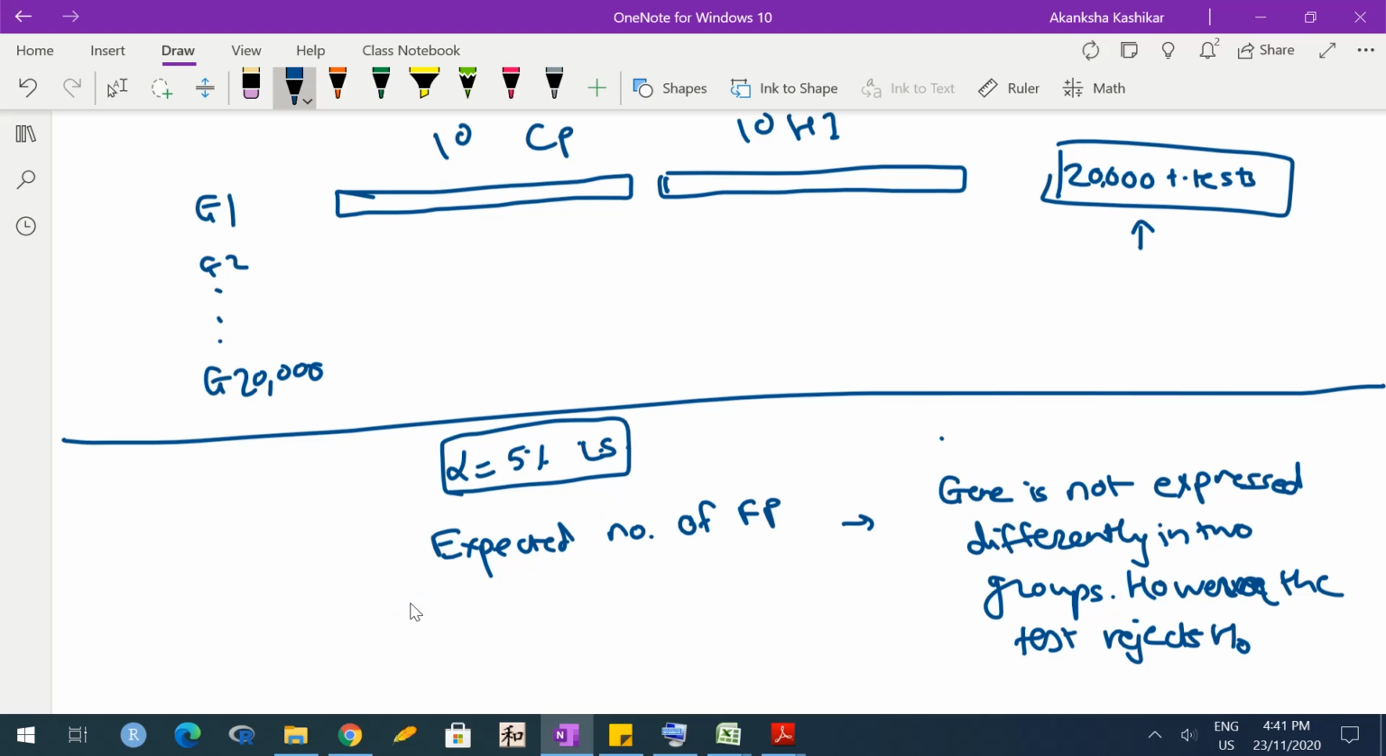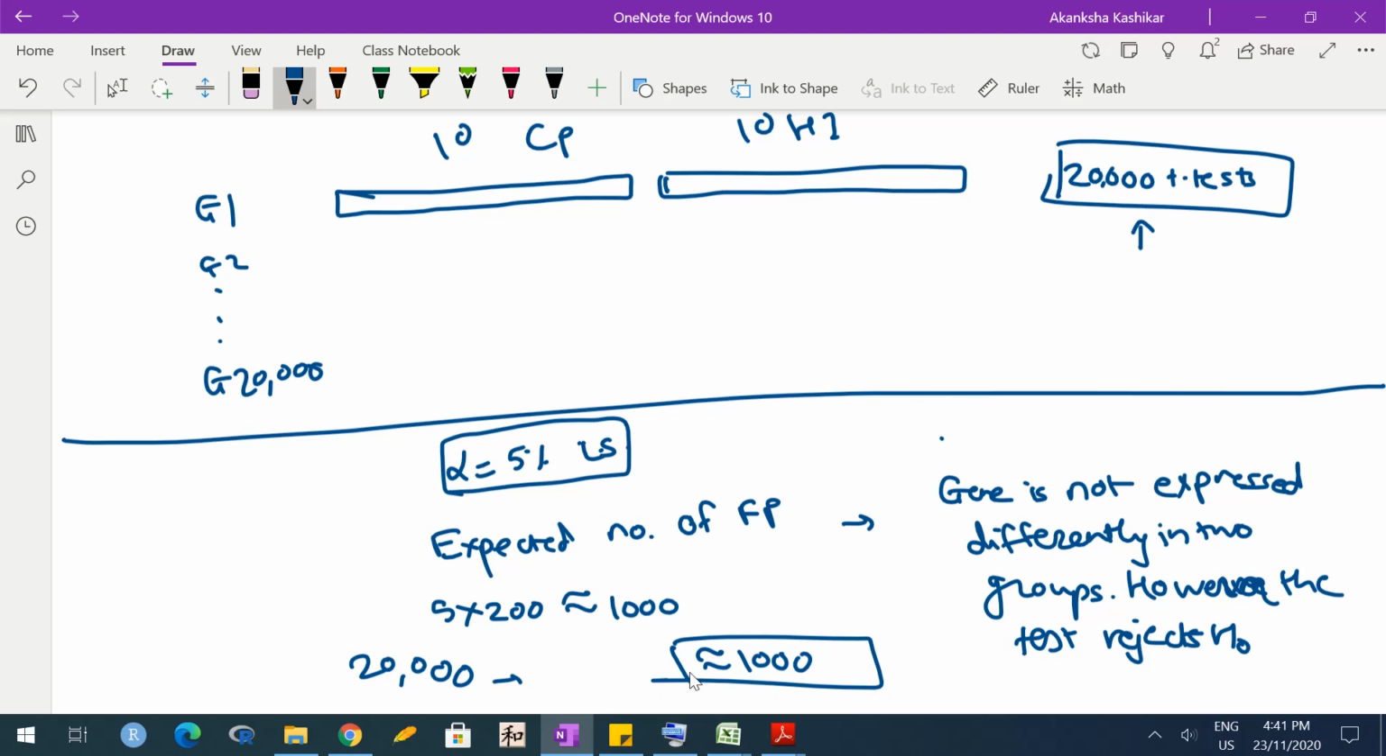5% of 20,000. So 5% of 20,000 is how much? 5 into 200, so roughly 1,000. So basically out of your 20,000 conclusions, roughly 1,000 conclusions are going to be incorrect in terms of type 1 error. And this is not something we should be happy about, right?